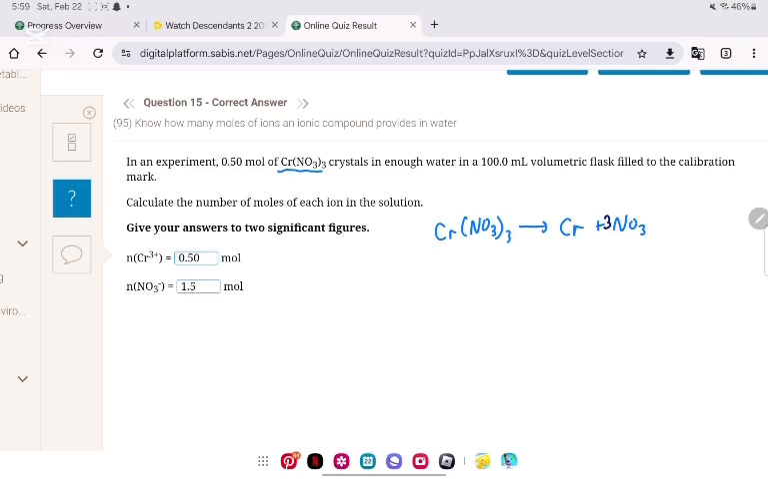Now, they're saying there's 0.5 moles of the, basically, these are the moles, right? So there's 0.5 moles in all of this. So you're gonna do 1 times 0.5 and 3 times 0.5. So the coefficient times the number they gave you. So this is gonna be 0.5 and this one's gonna be 1.5.